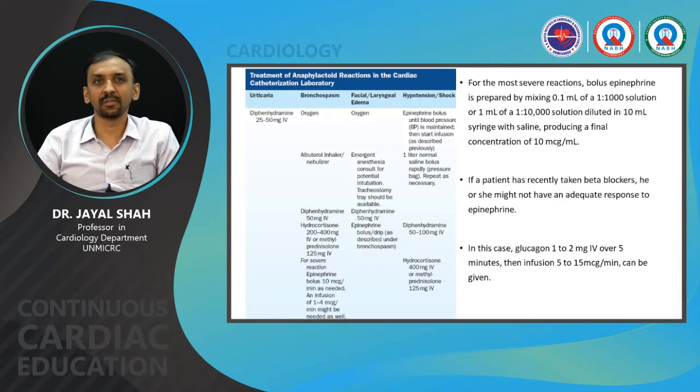So this is just the treatment of the various anaphylactic reactions in the cardiac catheterization laboratory. For the most severe reaction, a bolus of epinephrine is given, which is prepared by mixing 0.1 ml of 1:1000 solution and producing a final concentration of 10 microgram per ml. If the patient has taken recent beta blockers, in that case you might have to give glucagon in addition to epinephrine.